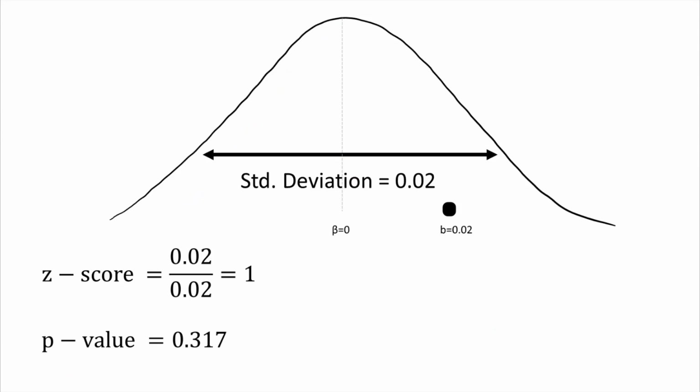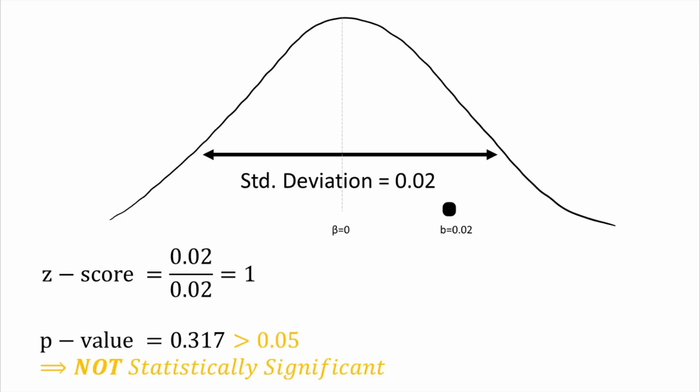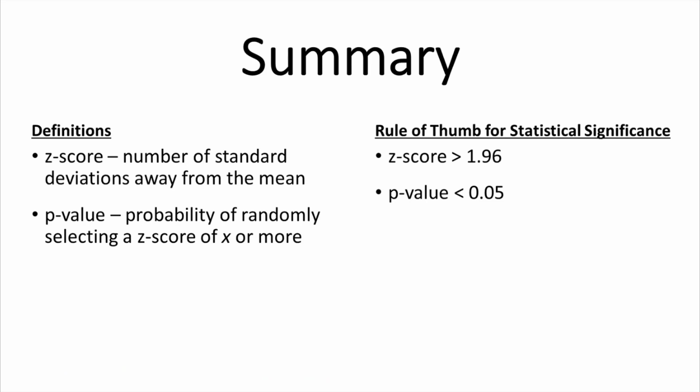And lastly, if we say the standard deviation is 0.02, then our distribution is even wider. And our result is only one standard deviation away from the mean, so our z-score is only 1. What is the probability that we draw a z-score of 1 or more? The p-value tells us that the probability is 31.7%. This means that it's very possible that beta is in fact 0, meaning there's no relation between protected class and price, and we just drew a random result of 0.02. In other words, there is not enough evidence to conclude that discrimination is occurring. Beta could very well in fact be 0, and we return this result.